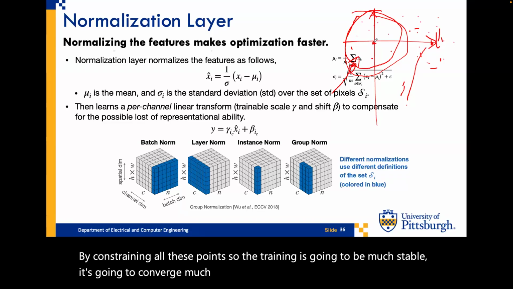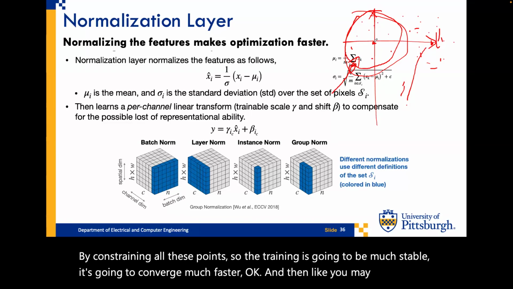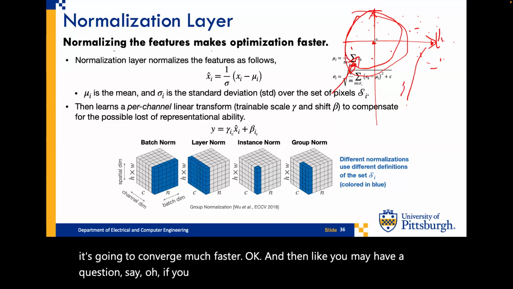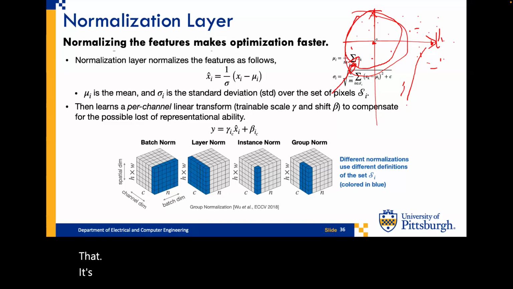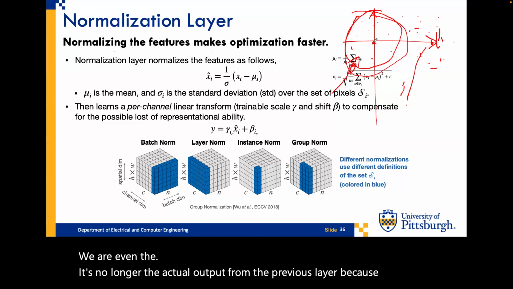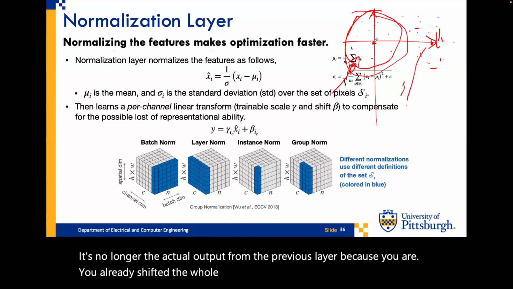Then you may have a question: if you are doing the normalization, the output is no longer the actual output from the previous layer, because you already shifted the whole thing, all these points, right?